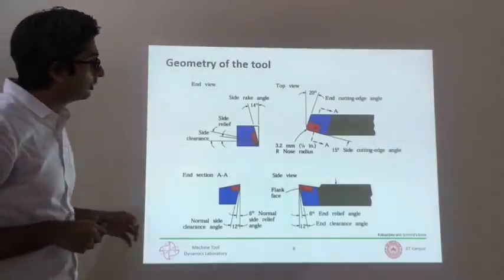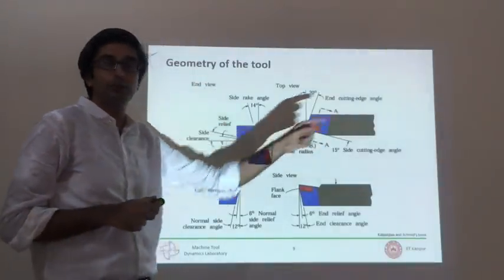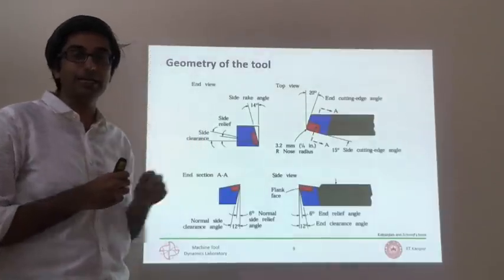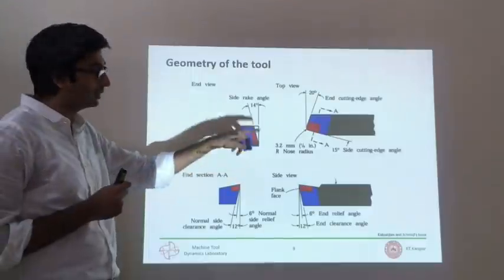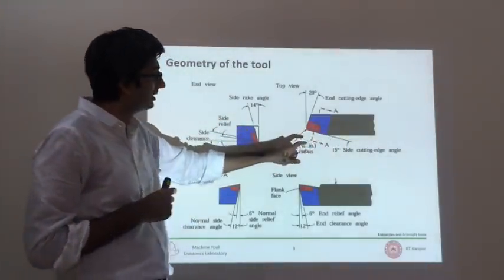Alright, so what we were talking about is the geometry of this tool, which is used for OD or outer diameter turning, which is to reduce the size of the workpiece. These are 4 different views of the workpiece of this tool. We'll look at first only the top view, which gives us a sense of this.